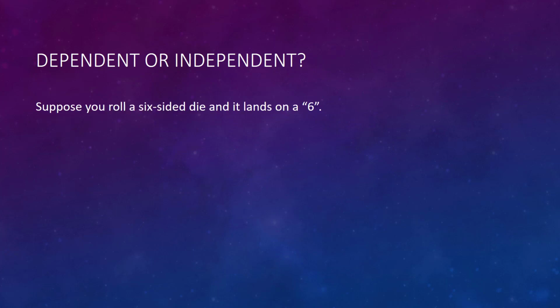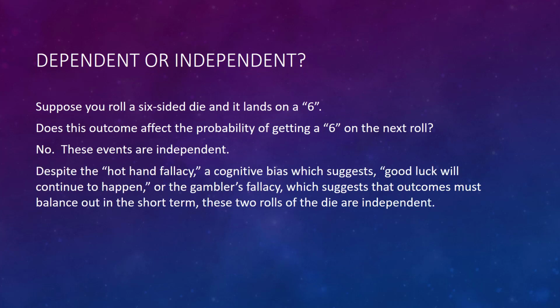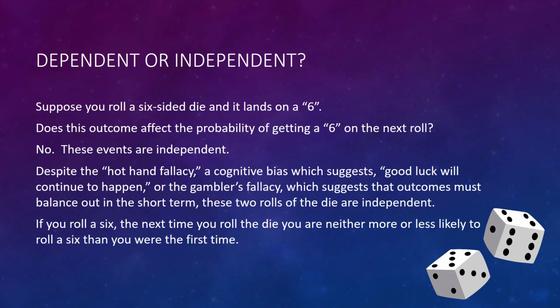Dependent or independent. Suppose you roll a six-sided die and it lands on a 6. Does this outcome affect the probability of getting a 6 on the next roll? Pause this video, write down your guess, and then unpause the video to check your answer. The answer is that these events are independent, so the first roll does not affect the probability of the second roll. Despite the hot hand fallacy, which is a cognitive bias that suggests that good luck will continue to happen, or the gambler's fallacy, which suggests that outcomes must balance out in the short term, these two rolls of the die are independent. If you roll a 6, the next time you roll the die, you are neither more nor less likely to roll a 6 than you were the first time.